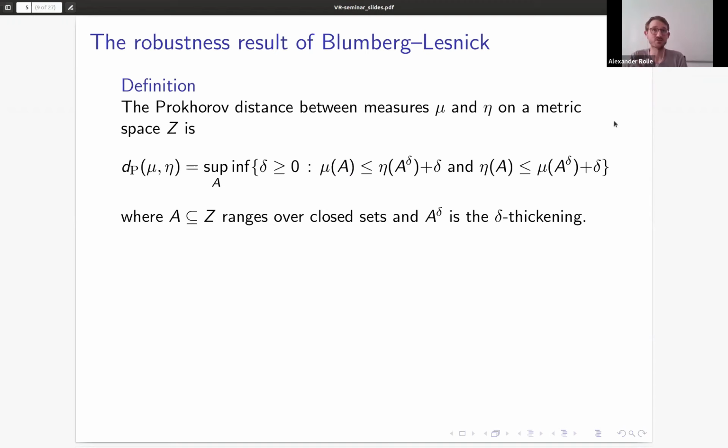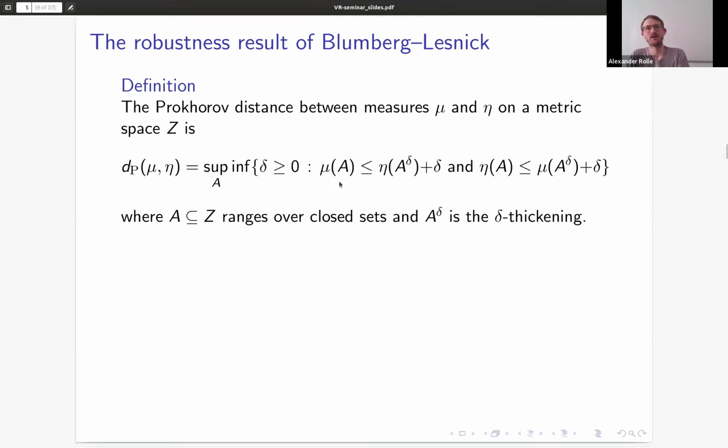So in order to state their result, I first want to define the Prokhorov distance. The Prokhorov distance is a distance between measures mu and eta on some common metric space Z. And this is the definition. This formula isn't too important for the talk, but I think it's useful to look at it at least a little bit. The way the Prokhorov distance works is we consider all closed sets A, and then for each A, we look for the infimum of the delta for which we get these two inequalities.